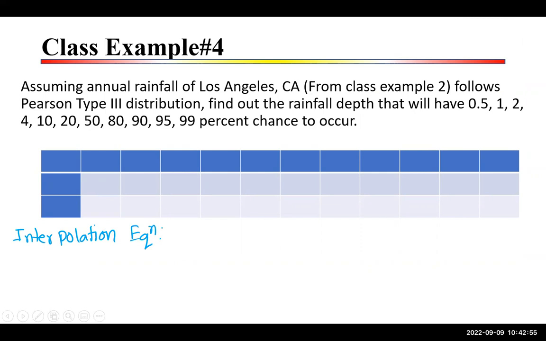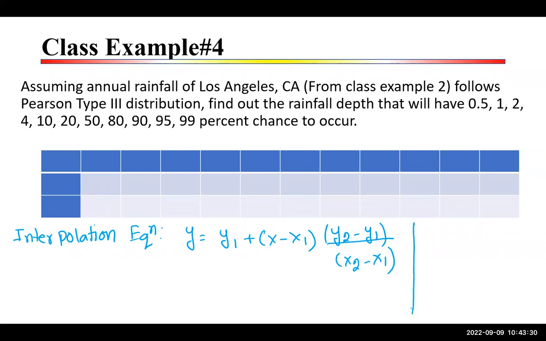So the equation is y equals y1 plus x1, then y2 minus y1 over x2 minus x1. Okay, now the question is what x is and what x1 is, that's what we need to identify.